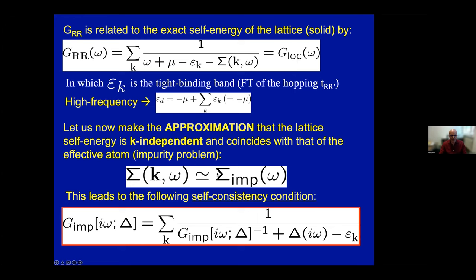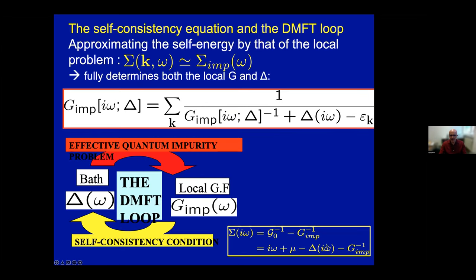The approximation, again, as mentioned before, is going to approximate the self-energy of the lattice that enters this equation as an object which is only frequency dependent, not momentum dependent. And the big assumption is that we're going to be able to replace this quantity by that of the impurity problem. So of course, we can relate the impurity self-energy to delta and G impurity minus one by this equation.